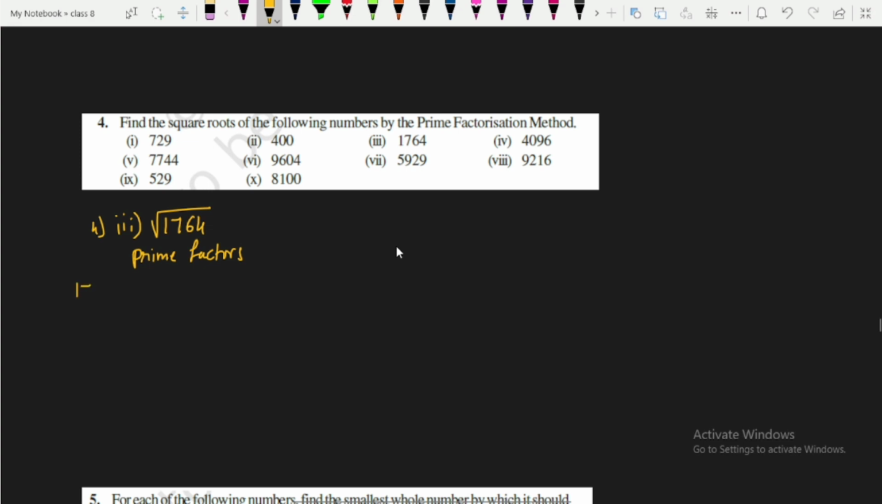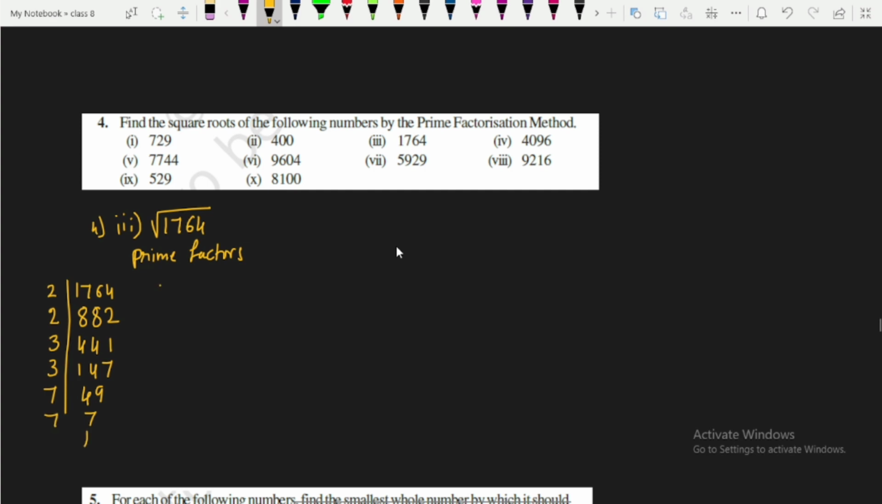So for 1764, we find the prime factors. Divide by 2: 2 eights are 16, 1 remains; 2 twos are 4; 2 fours are 8, this is 1. Now we divide by 3: 3 ones are 3, 1 remains, 14; 3 fours are 12, 3 sevens are 21, 3 fours are 12, 2 remains, 3 nines are 27. Now next is 7, 7 sevens are 49, 7 ones are 7.